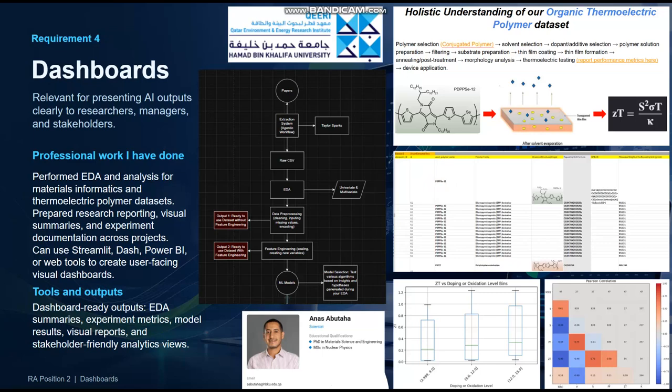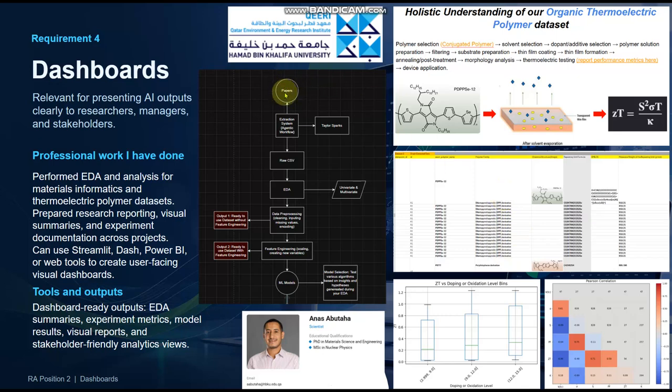When it comes to dashboards, I have extensive experience too, explaining my work to professors. Dr. Anas Abu Taha is a research scientist at Curie, and here we are working on material informatics specifically for organic thermoelectric polymers. These polymers have a lot of qualities and parameters, and we need to optimize certain parameters to find the best polymers to test in the lab, and machine learning accelerates this process.